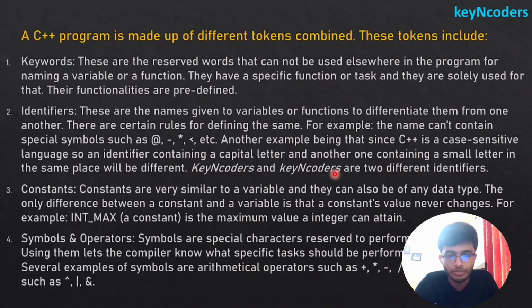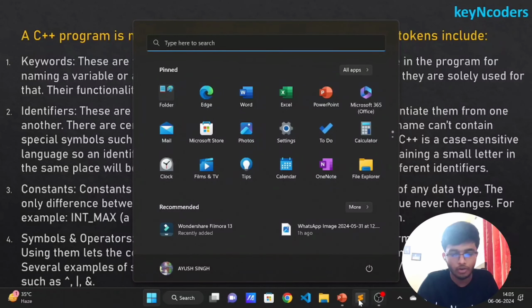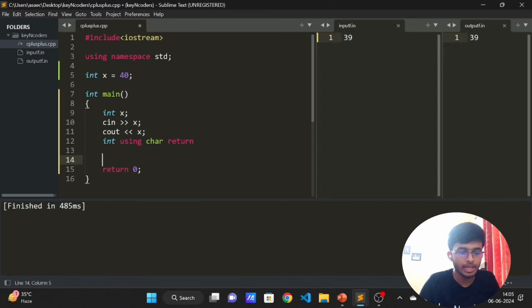These are the names given to variables or functions to differentiate them from one another. I've already explained this in the earlier slides. Let it be int x and int y. These are two different names, which differentiate them like two different people. Suppose there are two people whose first name is Rahul: Rahul Sharma and Rahul Kohli.